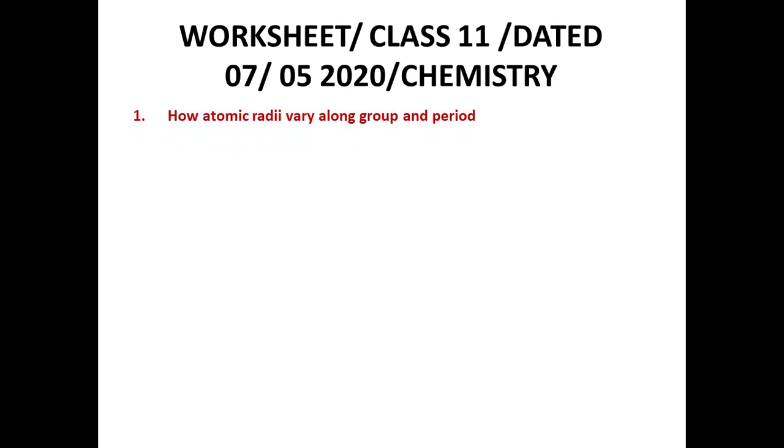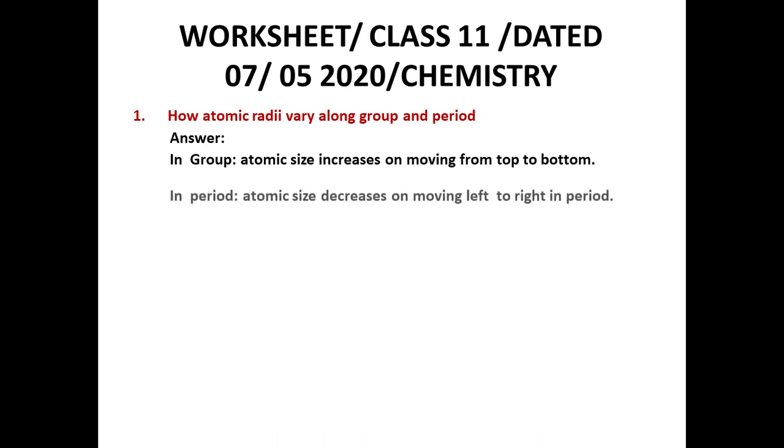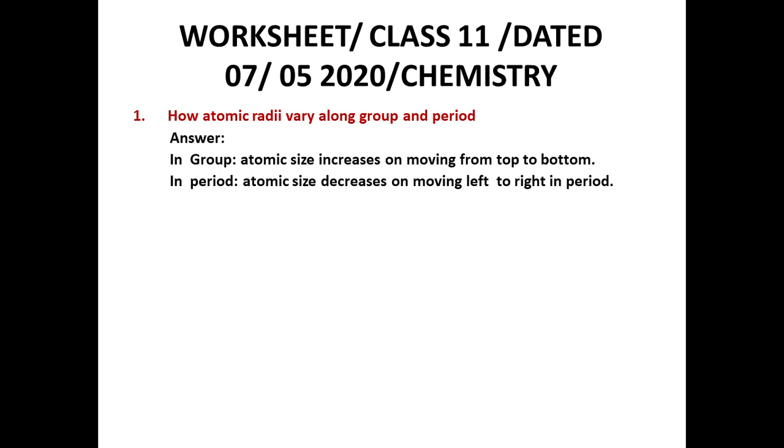Okay, you can see here. First question: how do atomic radii vary along group and period? So along a group, atomic radii increase on moving from top to bottom. So as you move from top to bottom, atomic sizes will increase. And if we move from left to right inside the period, the atomic size decreases.